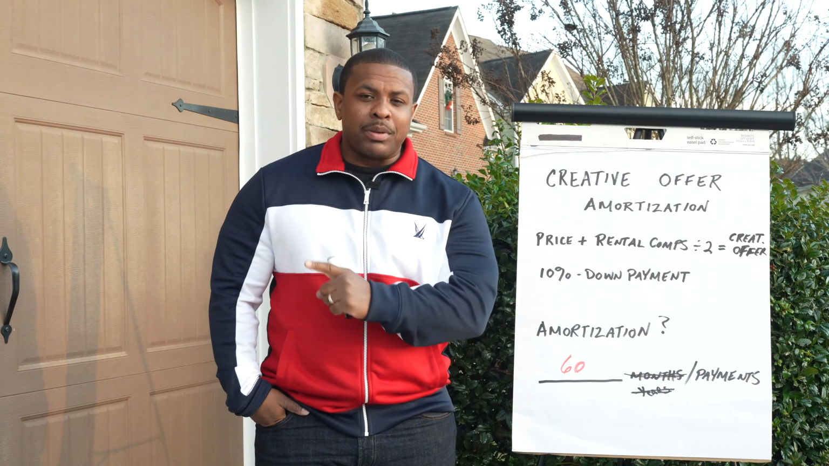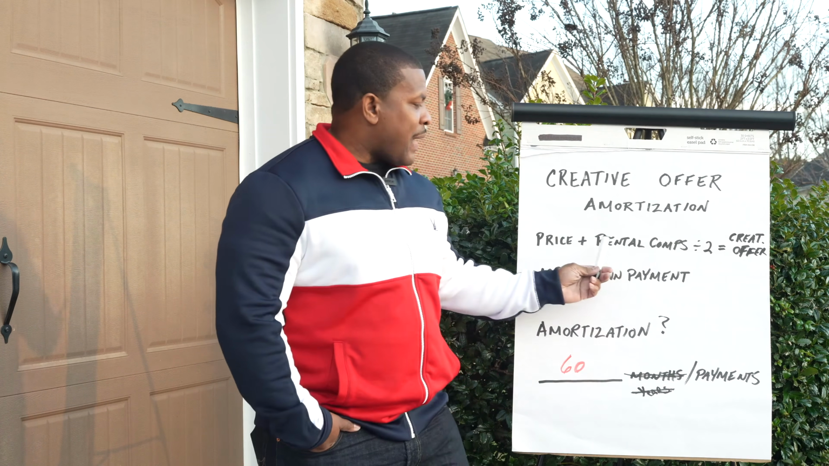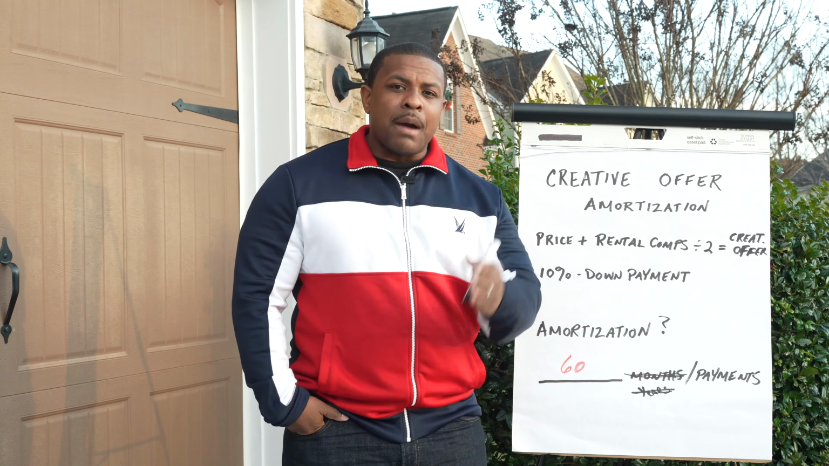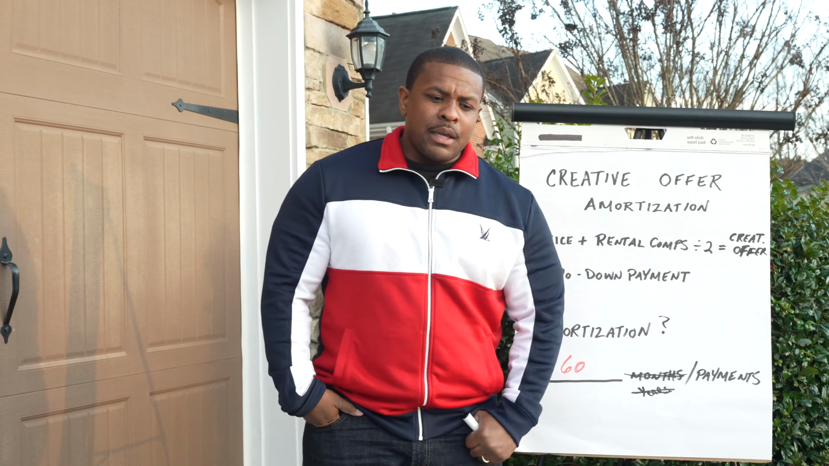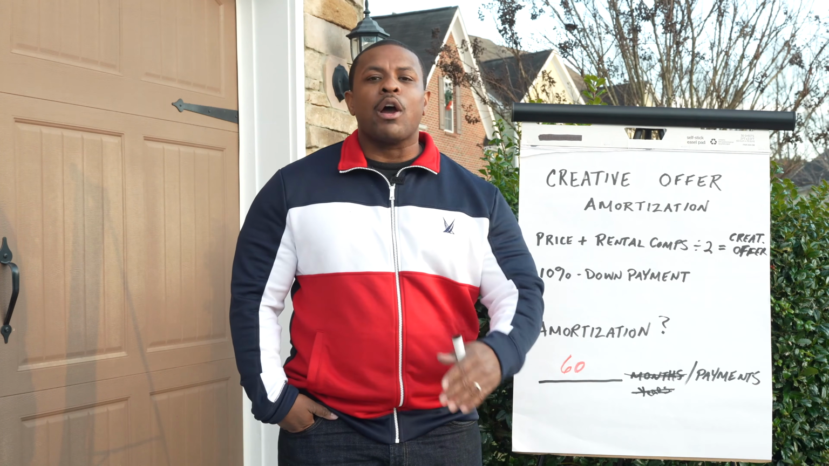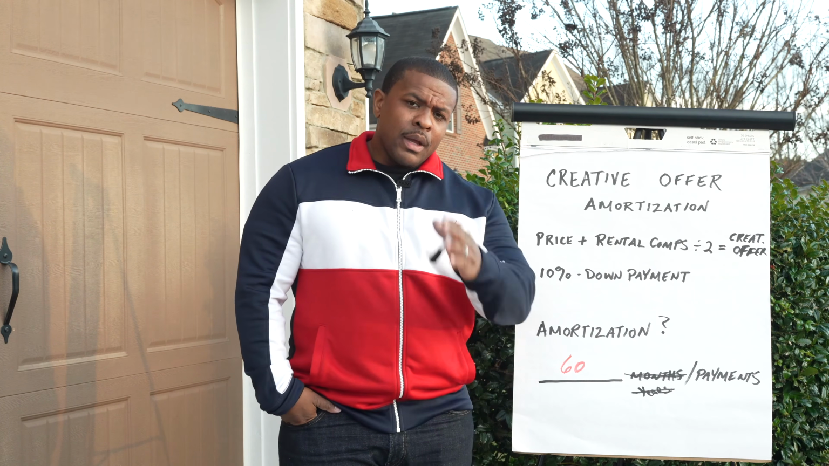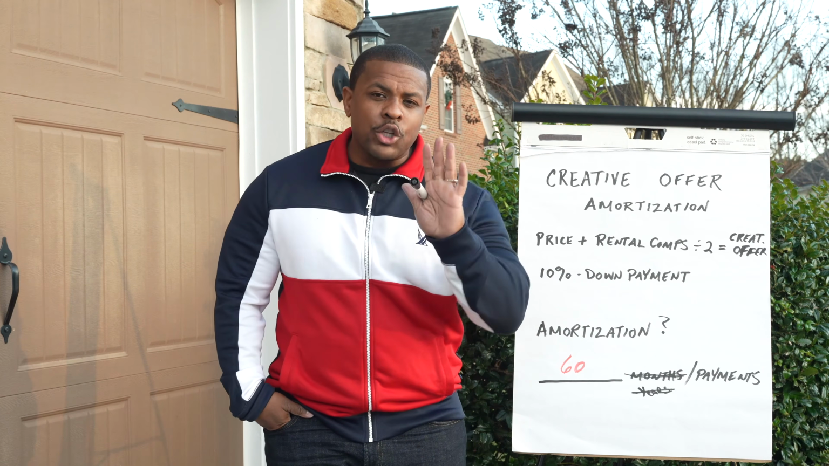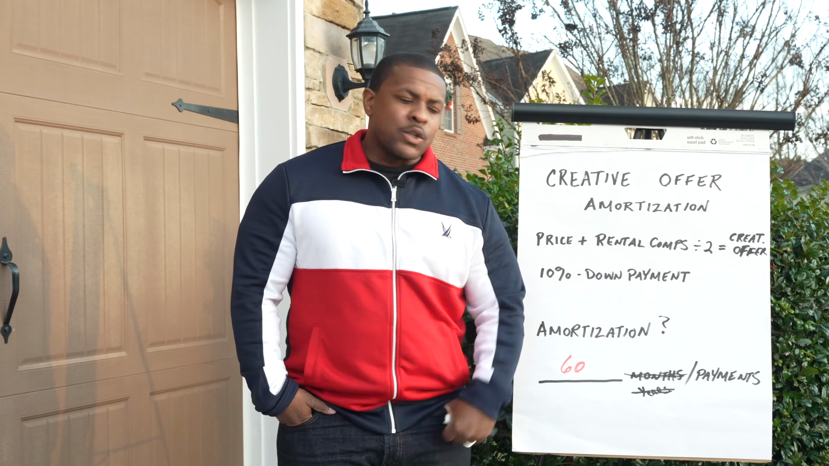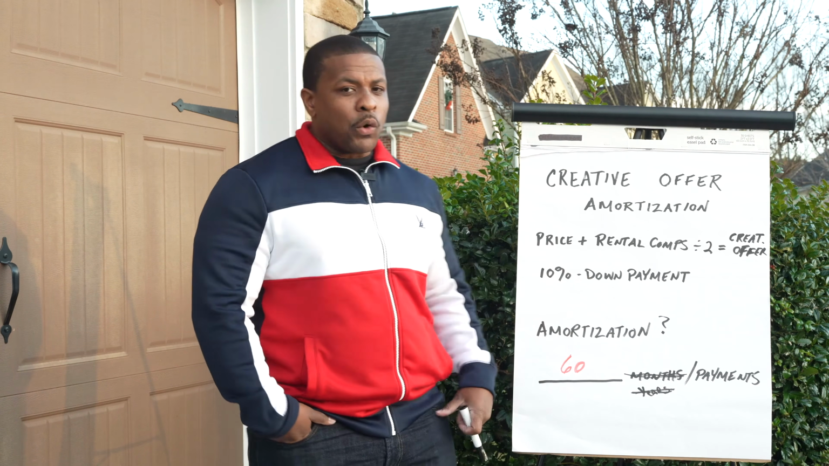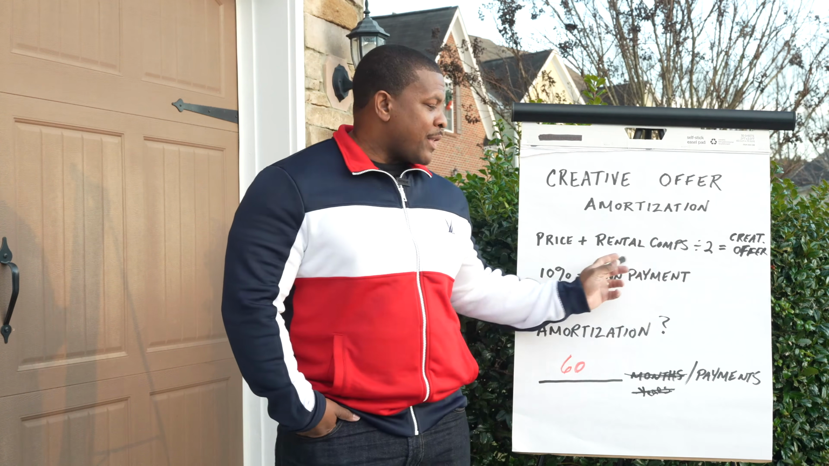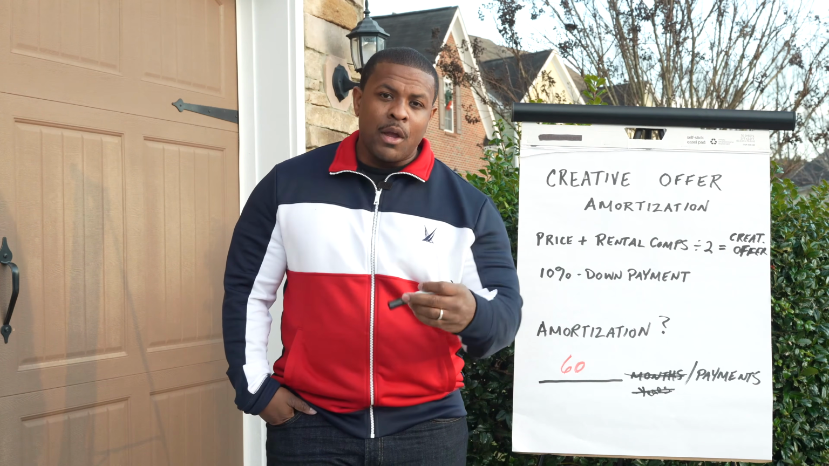But here's how I'm going to play my terms when it comes to my creative offer. I'm going to find out what the rental comps are in the area, and I'm going to divide that number by 2. Let's just say that the average rental comps in the area are right around $1,000 for this fictitious property. I'm going to go ahead and offer the seller $500 per month. So not only are they going to get the full asking price, I'm also going to give them $500 a month as my payment offer on that property.